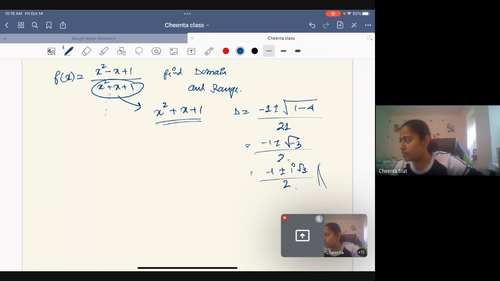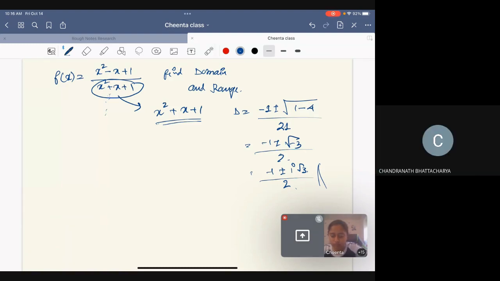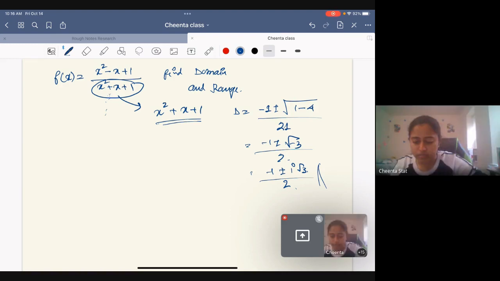So let's solve this problem. By the way, I want to know your approach, Chandranath and Atralita. How did you solve it? Ma'am, the domain is quite easy. Can I tell the range? Yeah, I want to know the range because I already gave you the answer for domain.